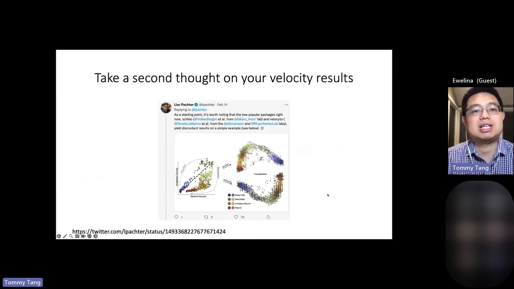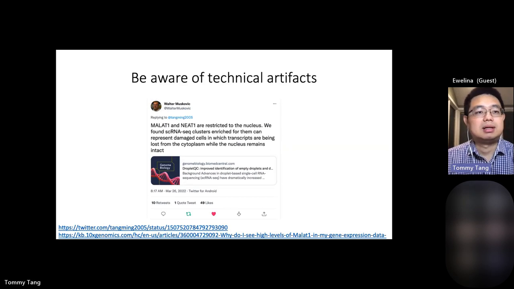But you should take a second thought on the velocity results. Two popular packages, scVelo and Velocyto, yield opposite results in a simple example. Remember, a computational tool will always give you some results. You will need to spend a lot of time understanding the underlying biology to determine whether it makes biological sense or not. So be aware of technical artifacts.